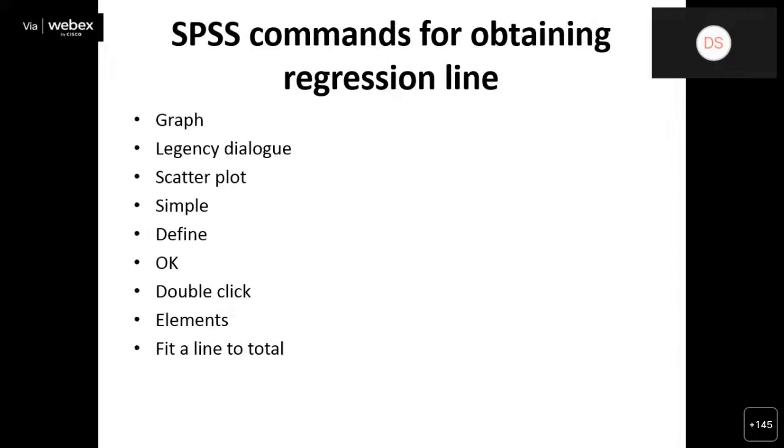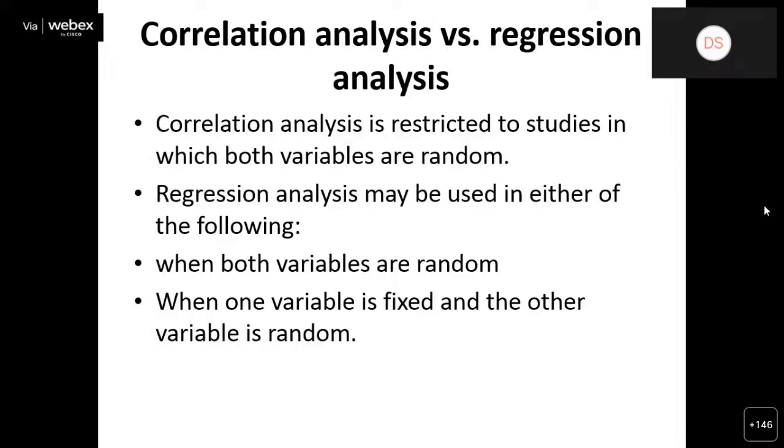In SPSS, if you want to do this regression analysis, the commands are Graphs, Legacy Dialogs, Scatter/Dot, then Simple, Define, OK, double click. Then there is an option for Elements and Fit Line at Total. This is the command we have used in SPSS to obtain the regression line.